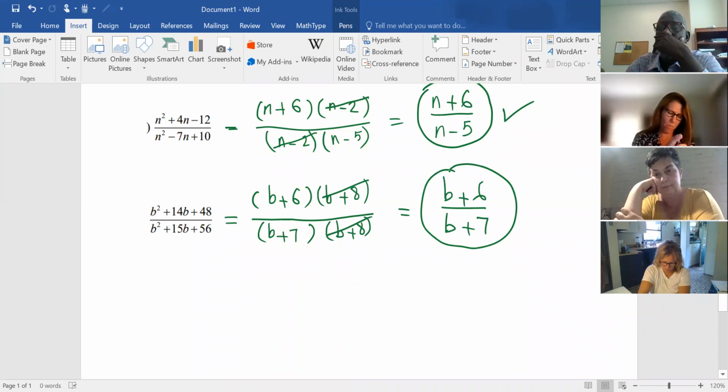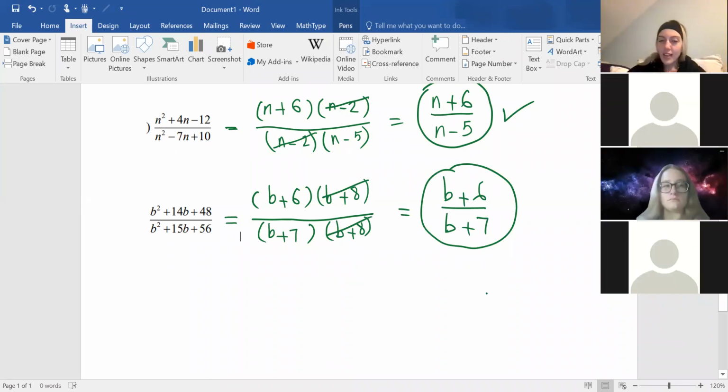I have a question. Go ahead. What if they were the same on the top and the bottom? What if it was b plus 6 over b plus 6? Would that be 1 or 0? Exactly, that would be 1. If there was b plus 6 over b plus 6, that would be 1.